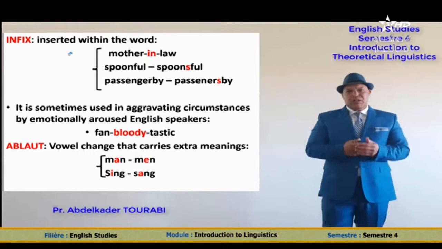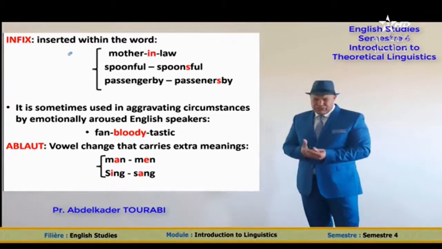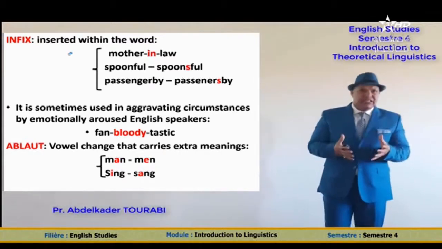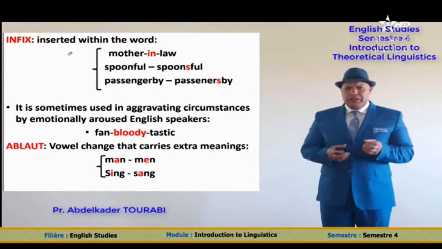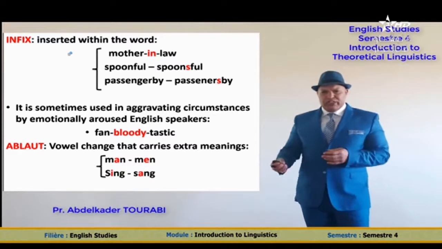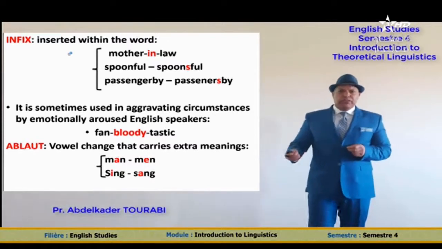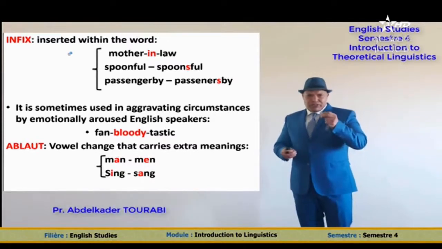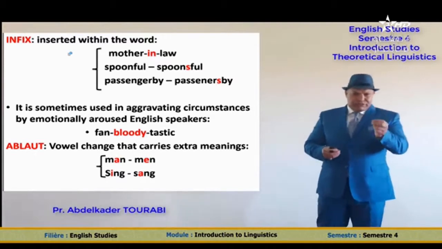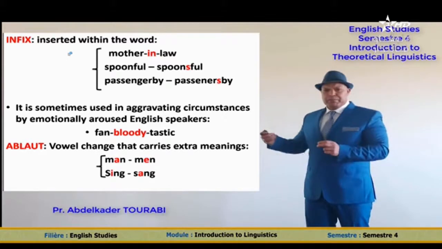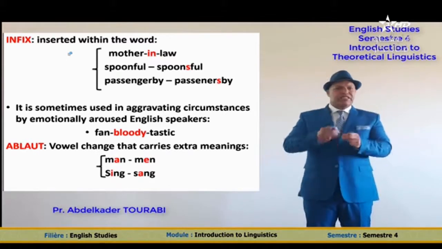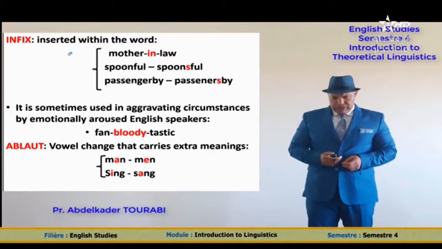But if we take ablaut, we find it a lot in Moroccan Arabic or in Arabic in general. In Standard Arabic, for example, if we take the stem kataba, we can get kitabun, maktubun, katibun, kutubun, kutub. So all these are derived from the same radical, which is kataba, and we get different words by just vowel change or vowel alternation.